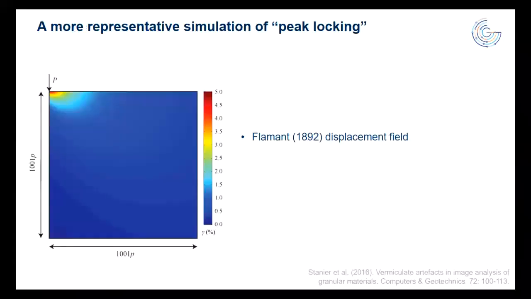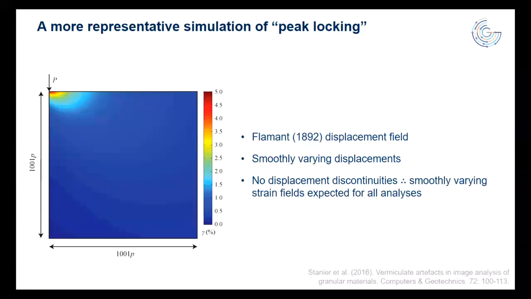Here's a more representative example of this peak locking problem. It was okay doing this on one synthetic particle, but people would say, well, this is all very theoretical, how does this map to the real world? And again, we wanted a synthetic problem so that we weren't plagued by other errors feeding into the analysis. So we took this Flamant elastic displacement field. We've got smoothly varying displacements, and as a consequence, there are no displacement discontinuities. That would mean, in principle, that there should be smoothly varying strain fields beneath this point loading problem.